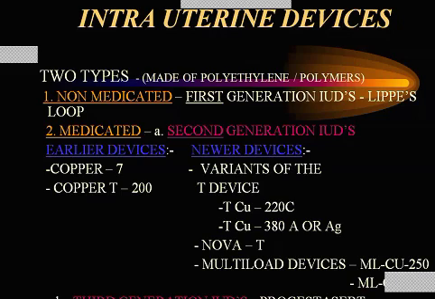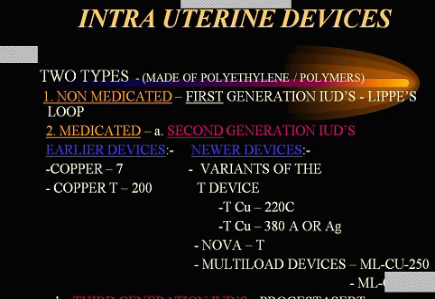So this is the classification. We have non-medicated and medicated. Non-medicated are also known as first generation IUDs. The example is the slippery slope. And medicated are subclassified into second generation and third generation. Second generation means copper is added to the device, whereas in third generation, hormone is added to the device.